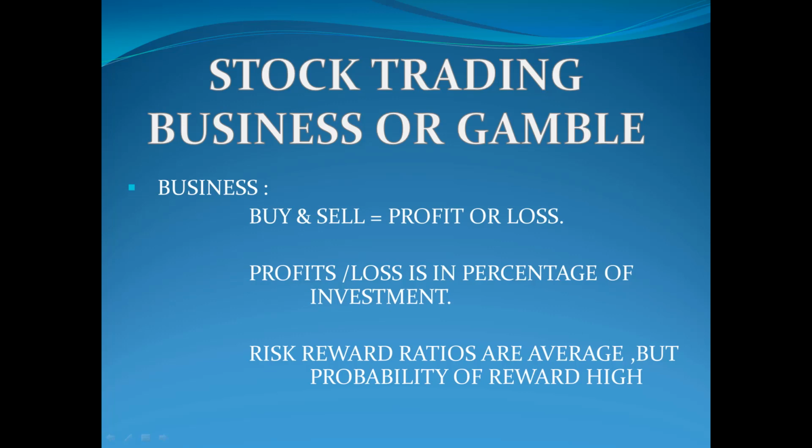So risk reward ratios are average over here. You never get more than double or triple, but in some percentages. But the probability of reward is very high. What do you mean by that? I mean that you buy something, even if it is not sold at the buying rate, it will be sold at a lower rate. It never becomes zero. So the probability of reward is very high. That is, at least you can exit at the buy rate.